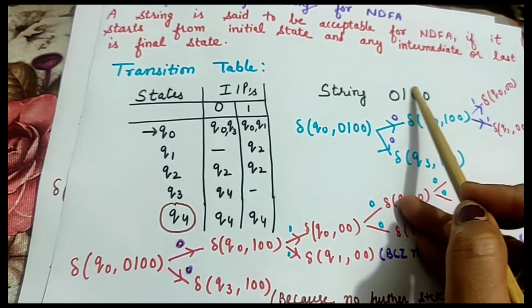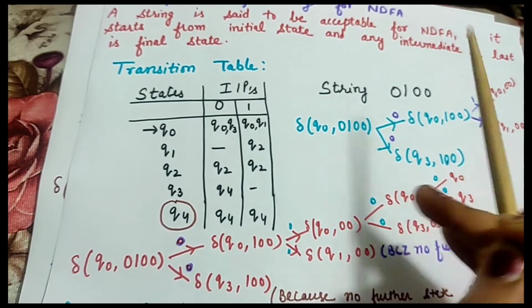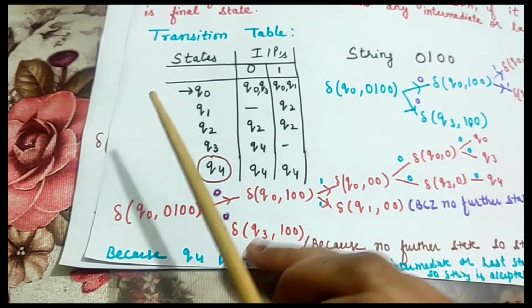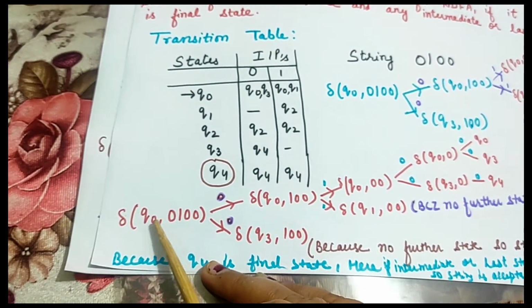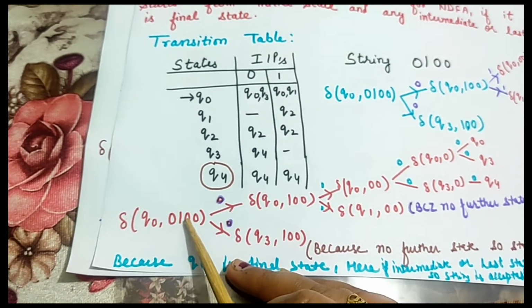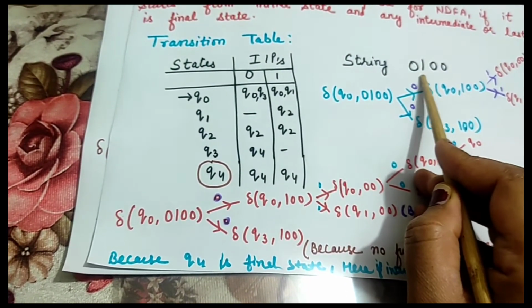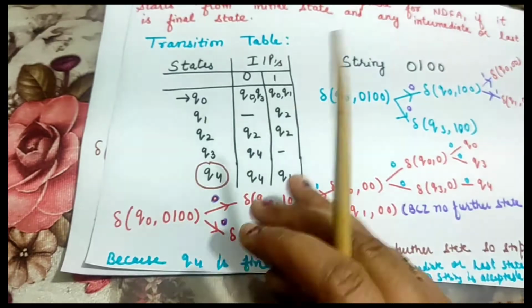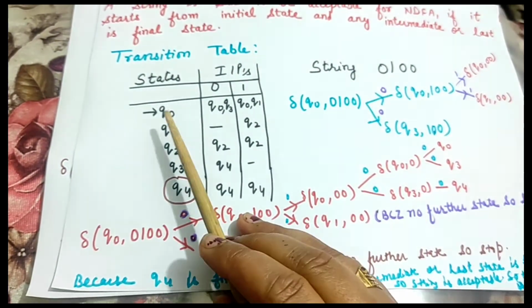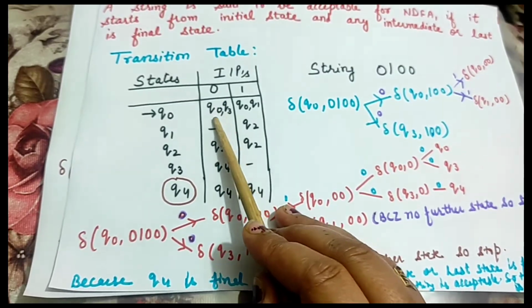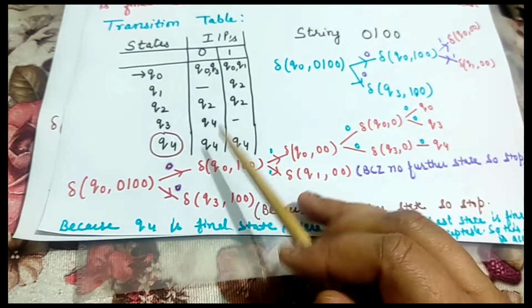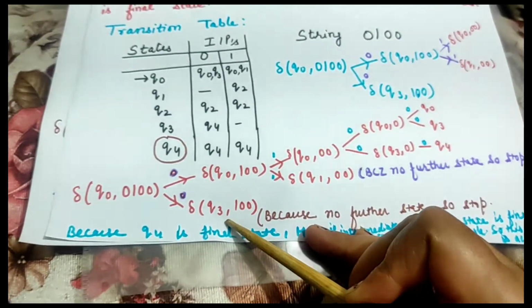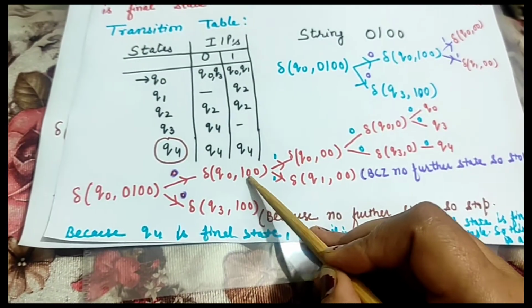We want to check the acceptability of this string 0, 1, 0, 0. In this transition diagram, Q naught is the initial state. So here we write Q naught because this is the initial state, and pass the string for which we want to find out the acceptability. Now Q naught behaves as the initial state and 0 is the input. When we provide 0 input at Q naught, there are two different states. These are Q naught and Q3. One is Q naught and another one is Q3. You can go with this one or this one.